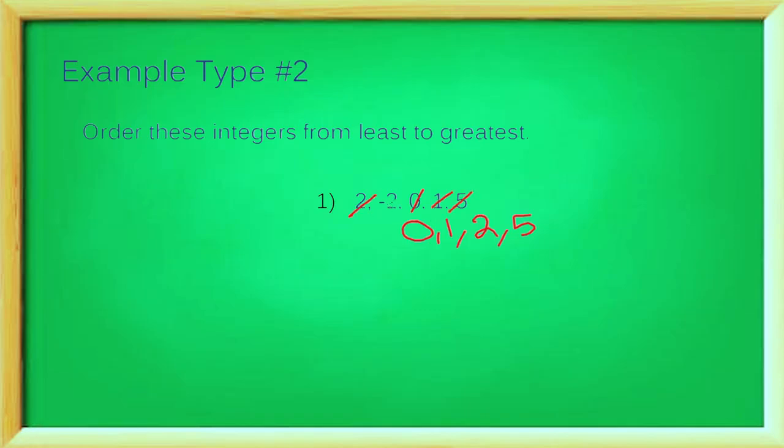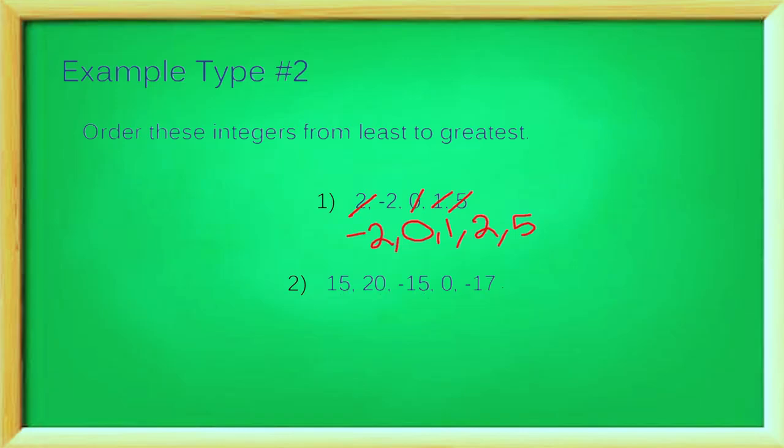And remember, all of our negative numbers were on the left side, so I'm just going to add my -2 and put a comma. So if I'm going to order these numbers, the integers, from least to greatest, it would be -2, then 0, then 1, then 2, then 5. Here's another example. I have a 15, -20, 0, and 7.